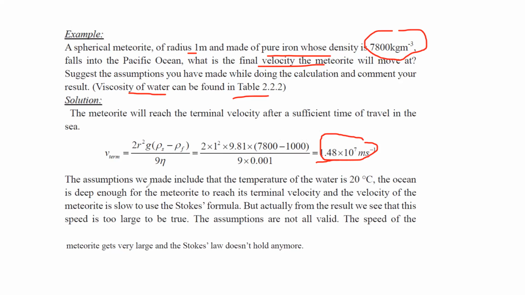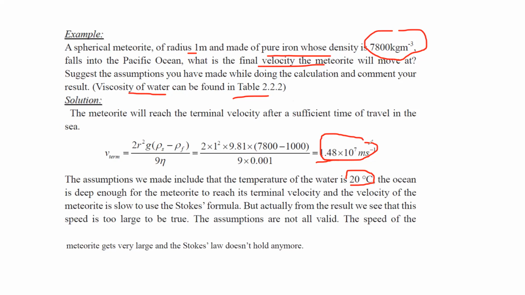The assumptions we made include the temperature. When a meteorite is moving, there's friction and that can cause an increase in temperature, but we assume that the temperature of the fluid is constant. And the ocean is deep enough that the meteorite reaches a terminal velocity. But from the result we see that the speed is too large, so the assumption is not valid, and when the speed of the meteorite gets very large, Stokes law does not hold anymore.